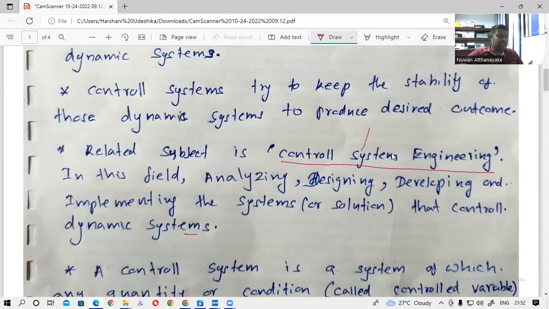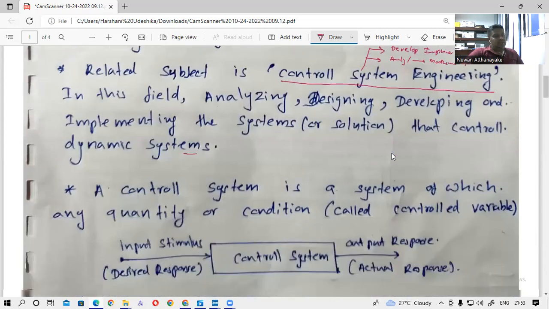In control system engineering, we have to develop and implement things, and also analyze things. For analyzing and designing, sometimes we need mathematical modeling. So there are many mathematical relations and also practical engineering things involved with this subject. The whole subject we call control system engineering. It is a very important and very deep subject.